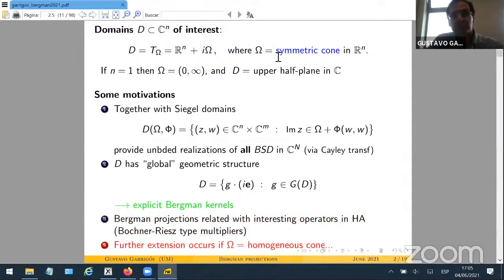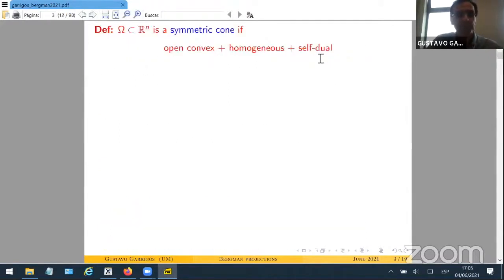So here I will be mostly talking about symmetric cones, but actually these classical domains can also be defined for an extension of this notion, the homogeneous cones, and probably David Bekollé in the next talk or Marco Peloso tomorrow, they will speak a little bit about the Siegel domains in homogeneous cones and some results that can be extended in that direction. But for this talk, I will concentrate only on tube domains over symmetric cones.